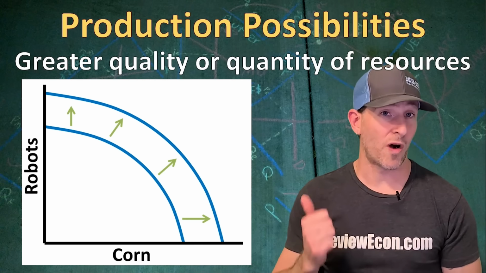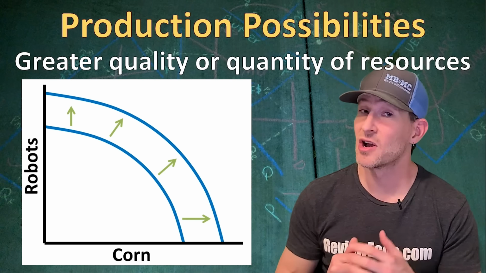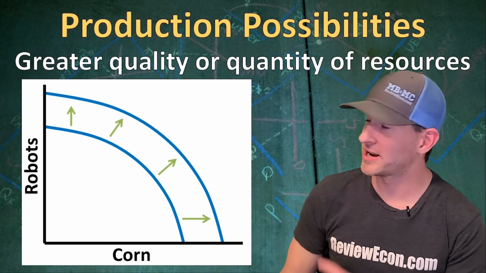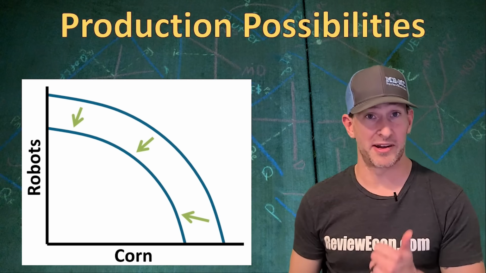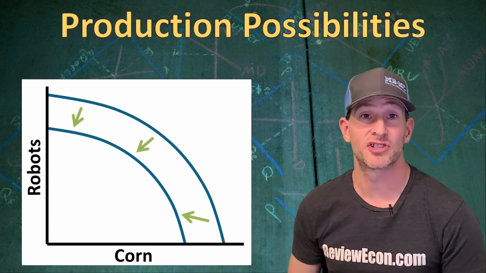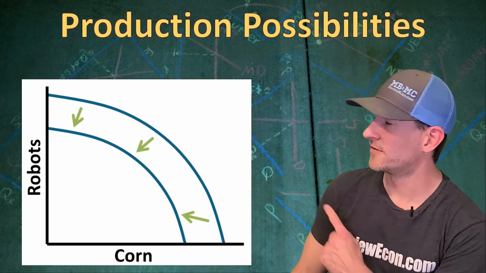If we have a greater quality or quantity of resources or greater productivity of those resources, we call that economic growth, and that is shown as an outward shift of the production possibilities curve. If on the other hand, we have a decrease in the quality or quantity of resources, we are going to see a shift inward of the production possibilities curve. And now the economy can't produce as many of those two goods.